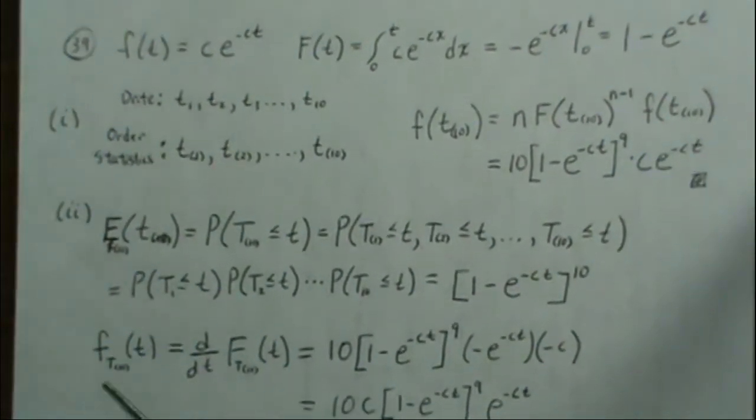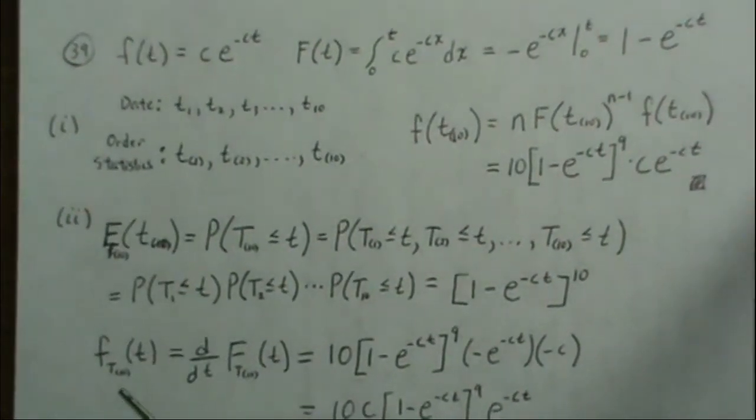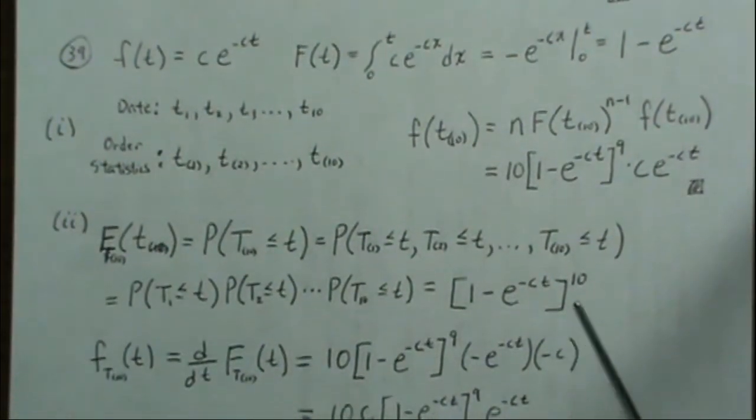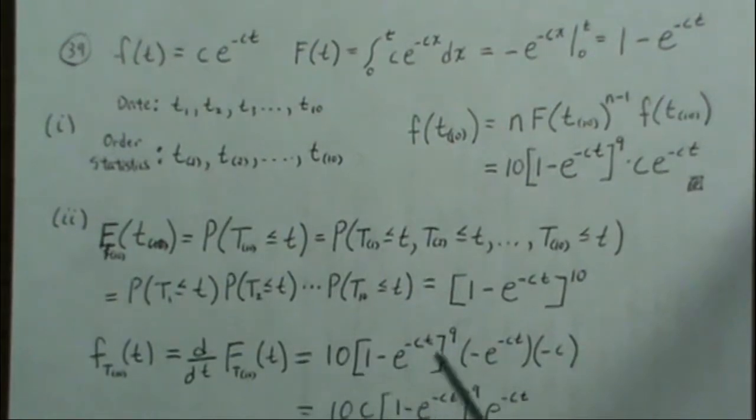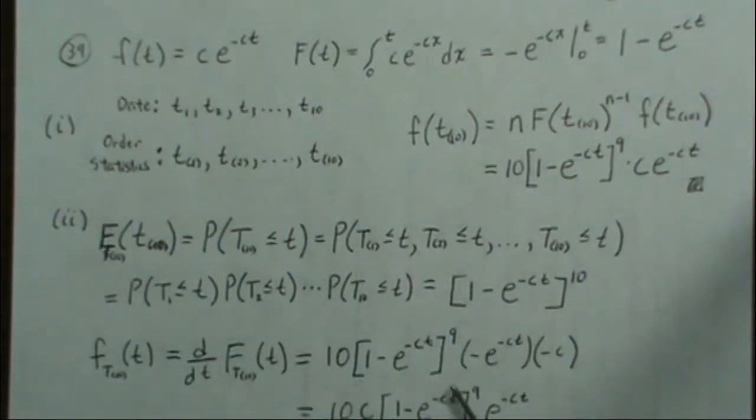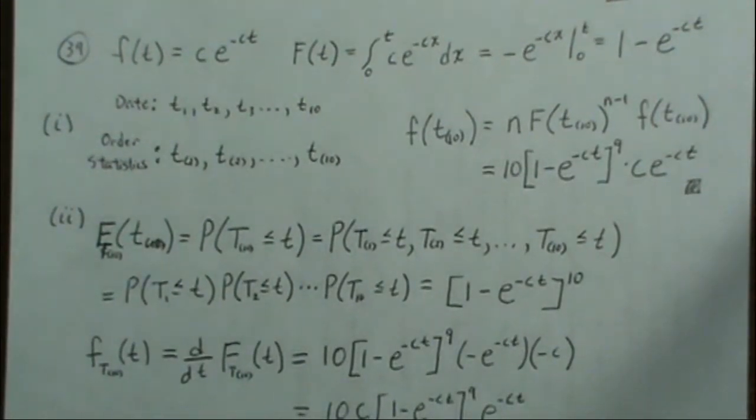Now we take the derivative of this capital F, and the 10 comes out front, reduce the power by 1, take the derivative within there, we get this, and then the derivative of that, and then they integrate to the same thing.